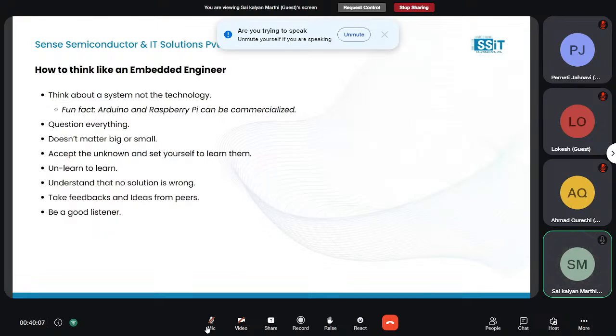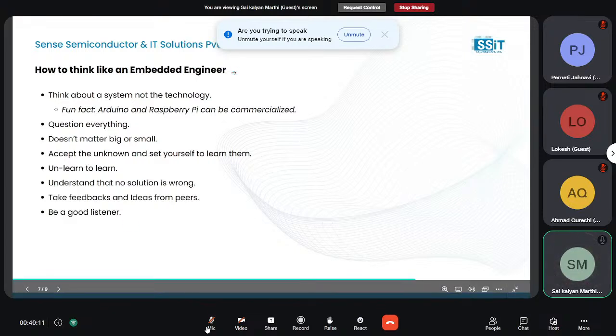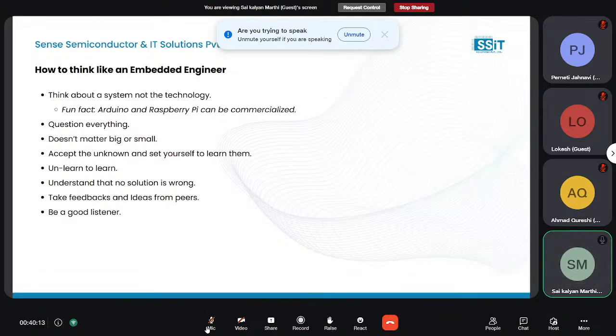Okay, then I'll continue. So we understood what an embedded system is and the process of an embedded system. Now, how to think like an embedded engineer. See, I'm not mentioning embedded developer here, it's an embedded engineer. An embedded engineer can be anyone who can test a system, who can develop a system, who is designing a system, who is taking the requirements of a system. So everyone comes under embedded engineer only.